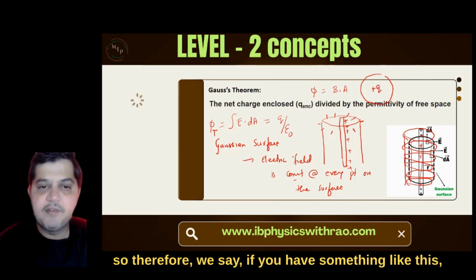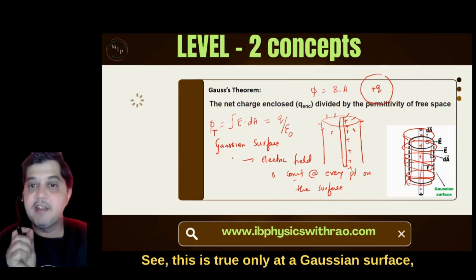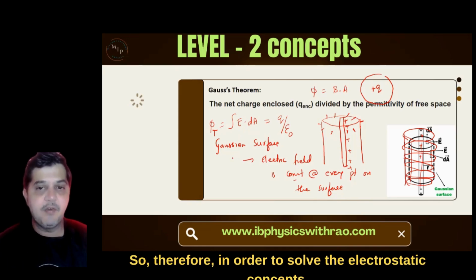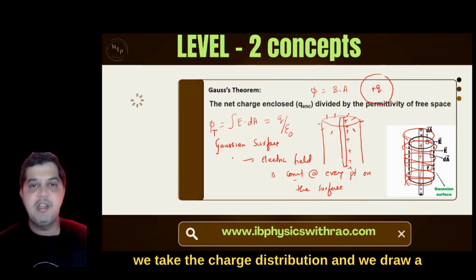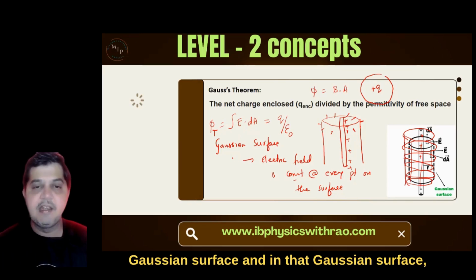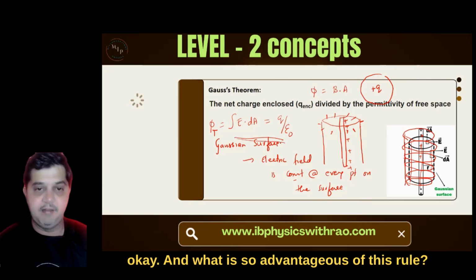Now, therefore, we say if you have something like this, this should be equal to Q by epsilon r. See, this is true only at a Gaussian surface. So in order to solve electrostatic problems, the first thing we do is take the charge distribution and draw a Gaussian surface, and in that Gaussian surface, this rule is seen to be valid. Okay, and what is so advantageous of this rule?